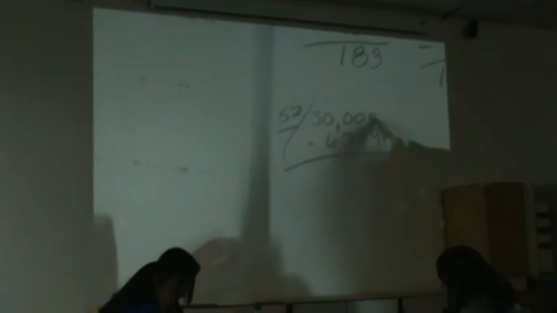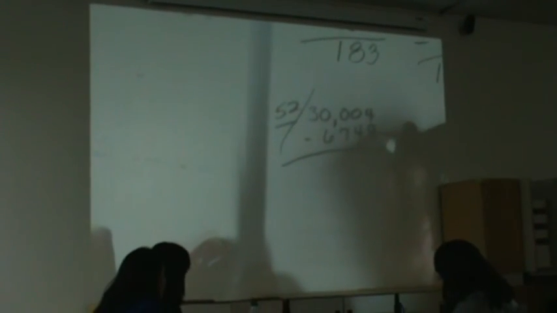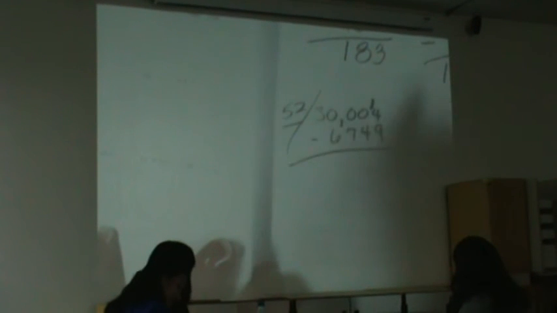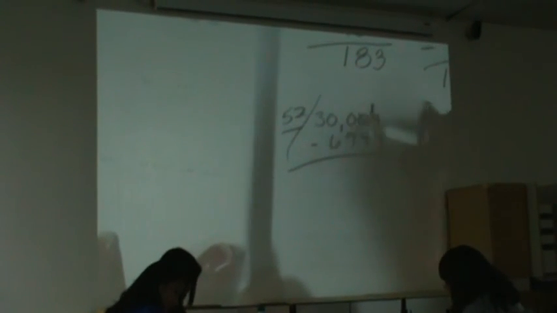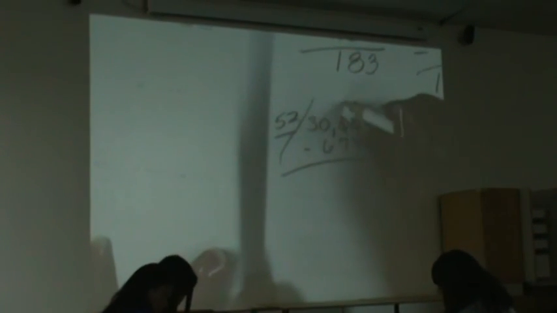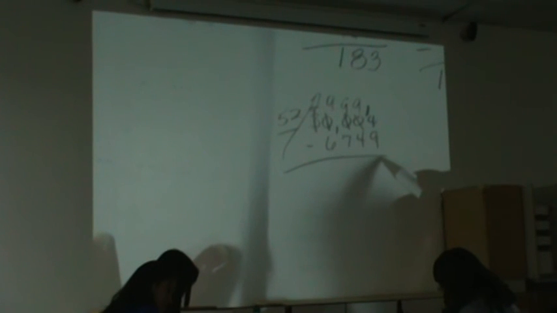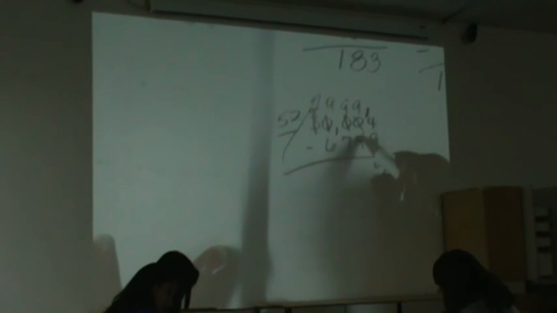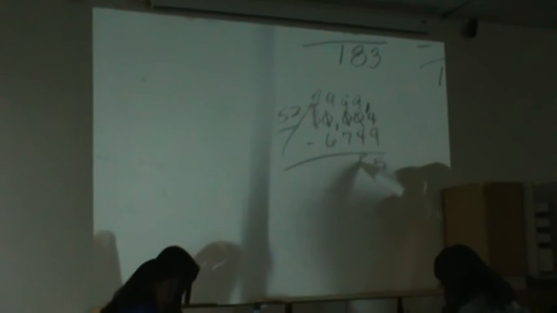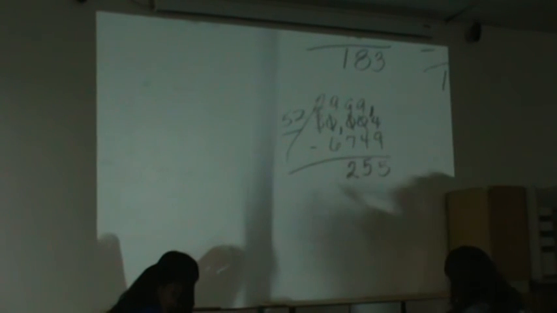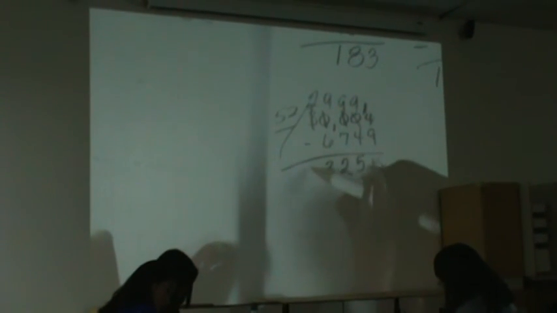Okay, so 4 minus 9, you have to borrow, right? So what are we going to make it? 14. Why does it make this 0? And this? And this? And this? 2. Okay, 14 minus 9. 9 minus 4. Come on. 9 minus 7. 3. 9 minus 6. 3. And then 2.